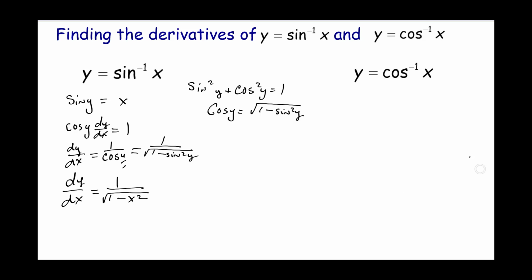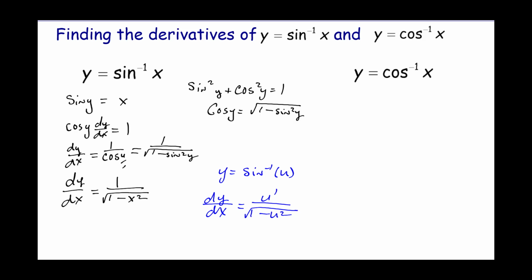Now that allows us to conclude a couple things. In more general terms, if I have y equals the inverse sine of a function u, its derivative is going to be u prime over the square root of 1 minus u squared.